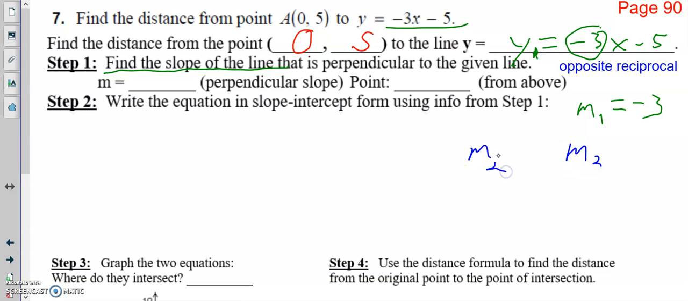remember, m2, I want to be perpendicular to m1 because the line that we're finding is going to be perpendicular to it. So m2 is that line. So that slope of m2 must be the opposite reciprocal. So now it's positive 1 over 3. Okay. So my new slope is 1 over 3. We have a point, just from above, 0, 5, that line must go through. So we're going to find the equation of that line.